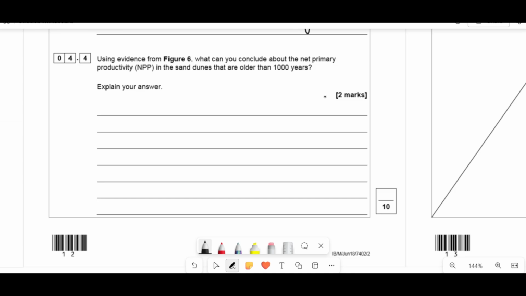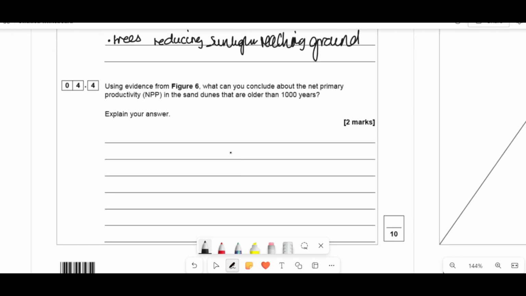Net primary productivity: if it's primary productivity, what it means is it's the primary producer doing the thing, right? So it's not going to be anything to do with N = I - F - R, because we're not talking about things that are excreting, essentially. Net primary productivity is the same as saying your gross primary productivity minus respiratory losses.